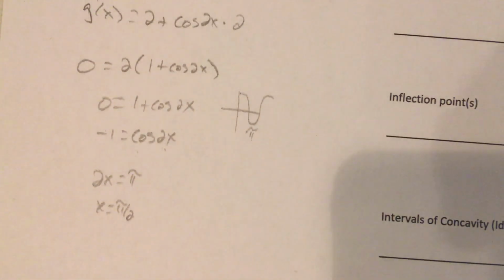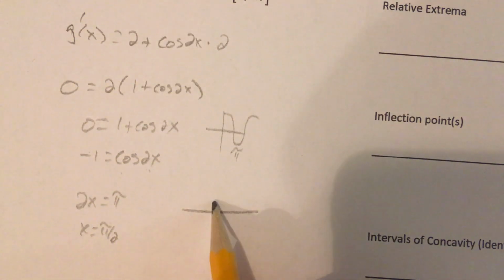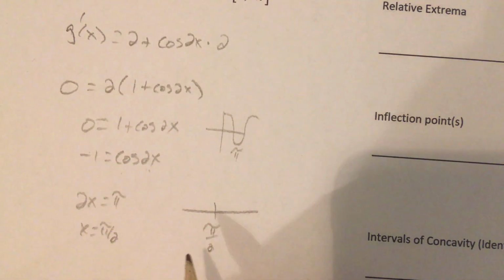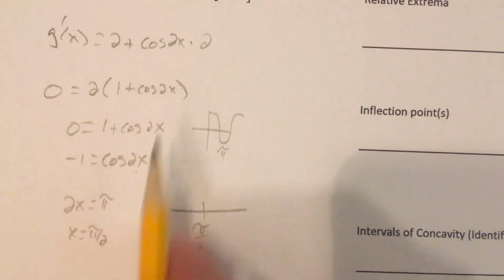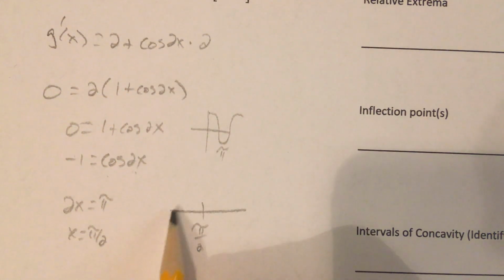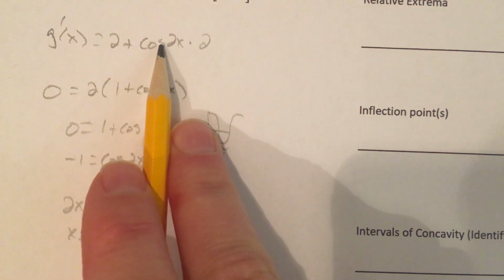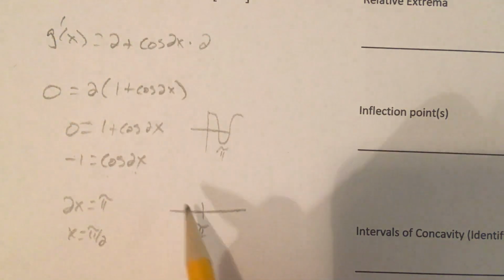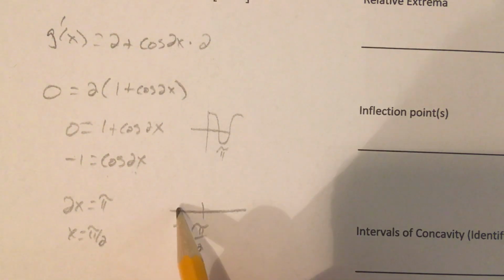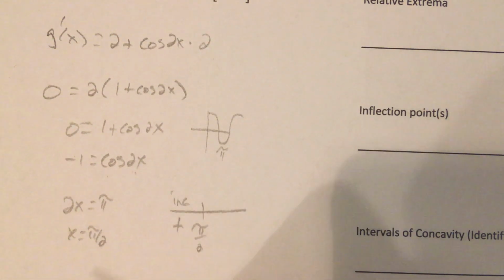That's our critical point. So now if I put pi over 2 down, I'm going to test my derivative for things less than pi over 2. So let me put in, say, 0. The cosine of 0 is 1. 1 times 2 is 2, plus 2. That gives me a positive value. So I know that my function is increasing there.